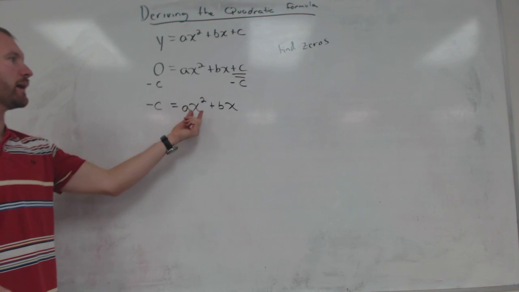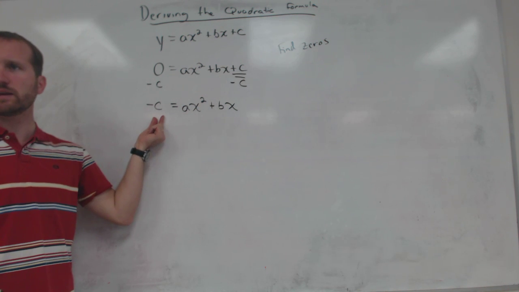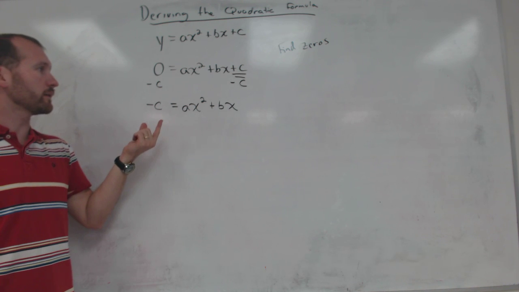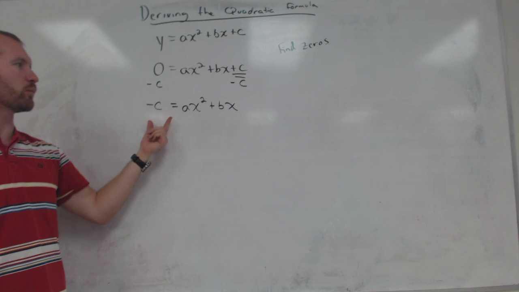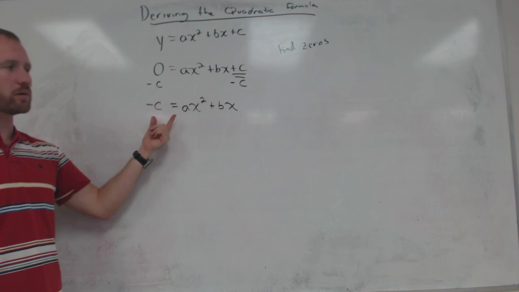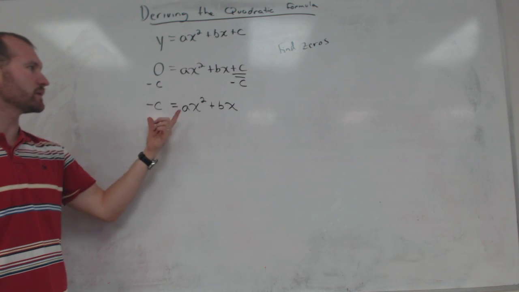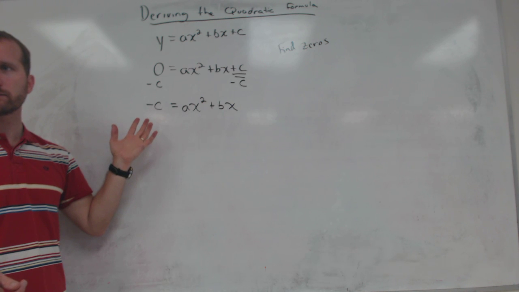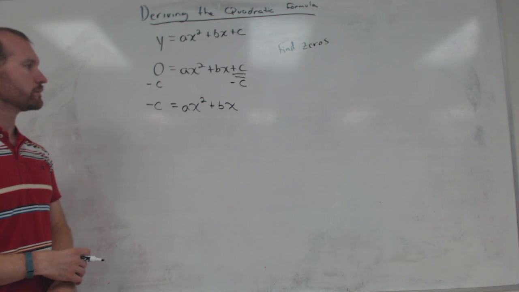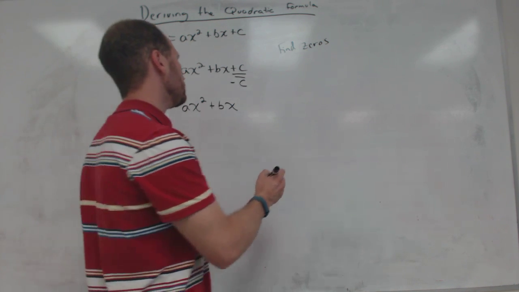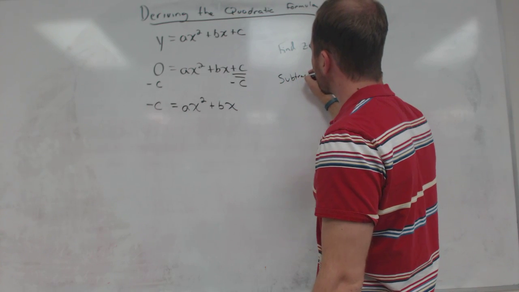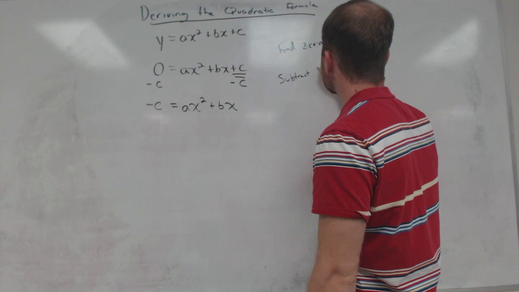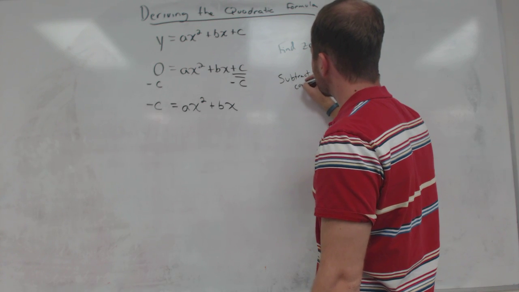Now, could I write it ax squared plus bx equals negative c? Yeah, it's the same thing. So I would recommend in your notes you write it whichever way you're more comfortable with. If you would rather write this side first, that's totally fine. The reason we did this was the first step in completing the square is to subtract the constant term.